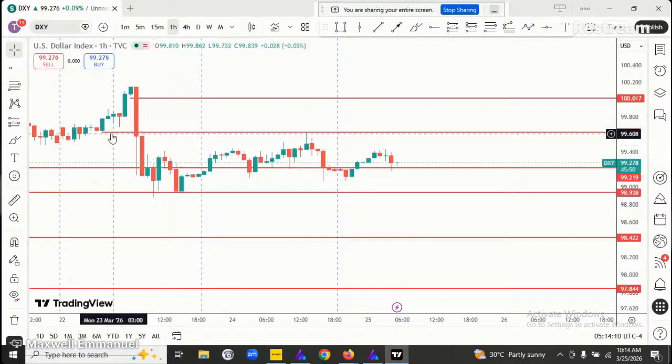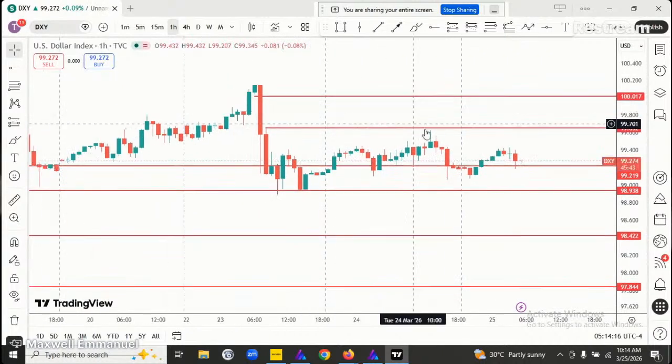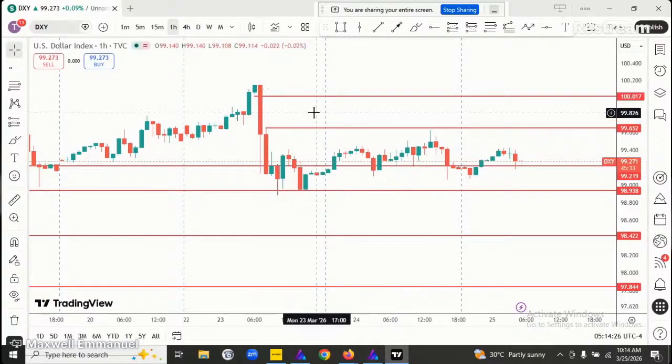You can see we have this fair value gap on the 1 hour. You can see that they didn't fill this 1 hour fair value gap. Can you see that? So I see the high of this shooting star as a trap. There's a probability they will come and fill this 1 hour fair value gap before going bearish.